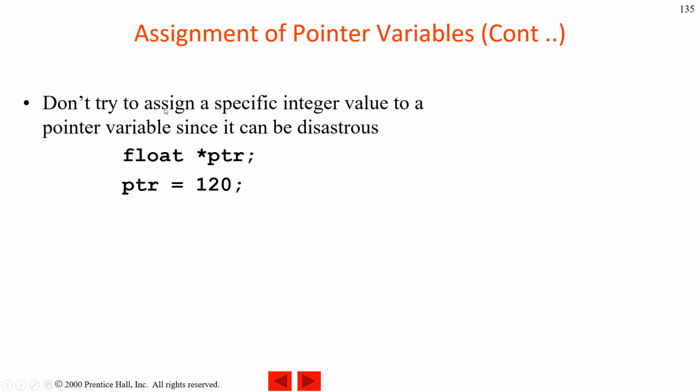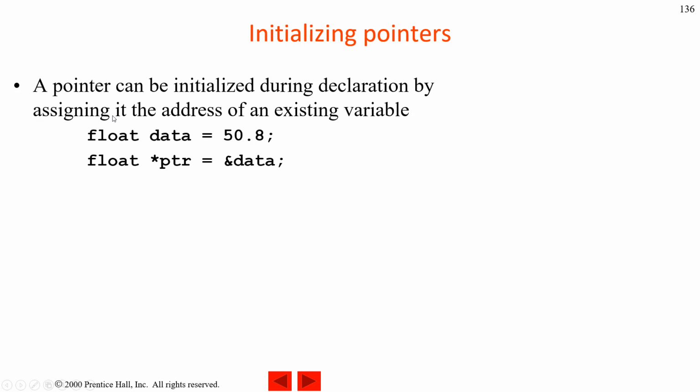Don't try to assign a specific integer value to a pointer, since this can be disastrous. So if I write float asterisk ptr and ptr is equal to 120, basically what I'm trying to say is that 120 is an address that is being assigned to ptr. Now that's not going to be possible. It can be disastrous. So instead what I'm going to do is float asterisk ptr, I'm going to write the address of data. I can assign an address but not directly a value.